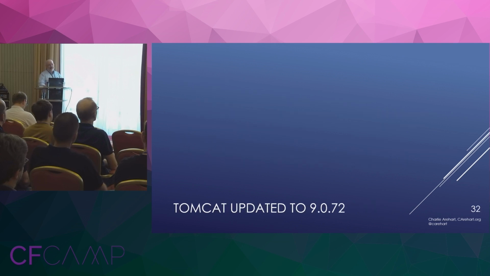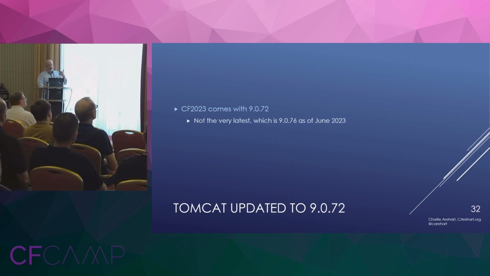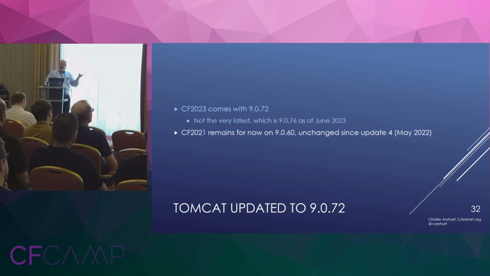Tomcat was updated finally to 9.0.72. That's pretty recent. The latest is 9.0.76. That's not so bad. Unfortunately, CF 2021 is still running on 9.0.60, and a lot of people are unhappy about that. It hasn't changed since May of last year, and let's hope that they'll come out with an update that will fix that.